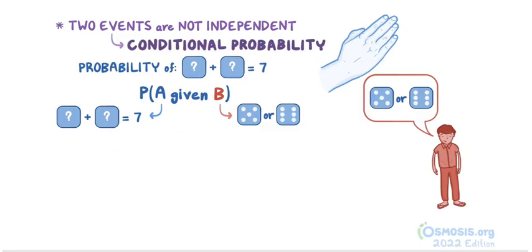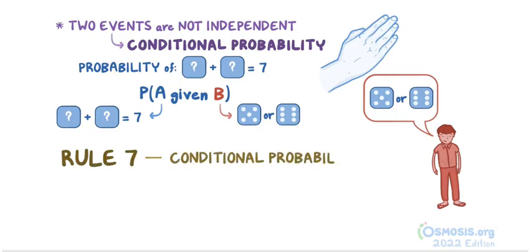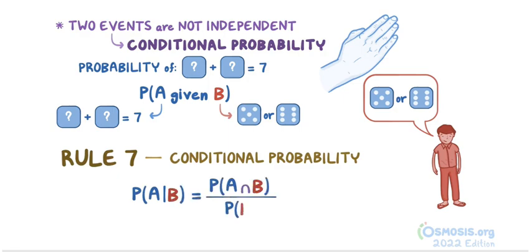The way to figure out conditional probability is by using Rule 7, which states that the conditional probability, or probability of event A given what happened in event B, equals the probability of event A and event B divided by the probability of event B. And in this equation, the word given is typically replaced by a vertical bar symbol.